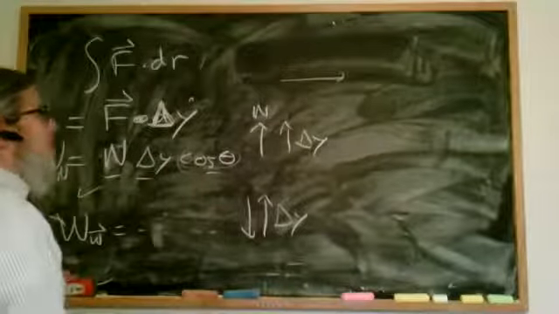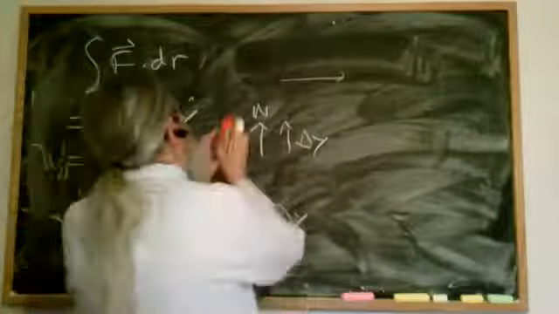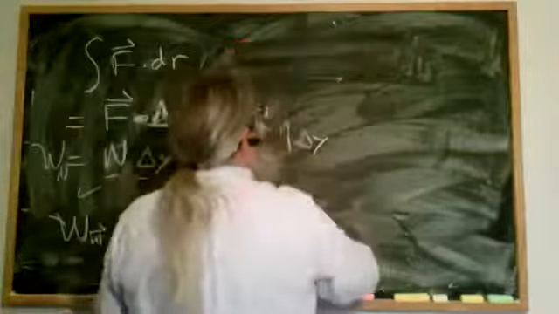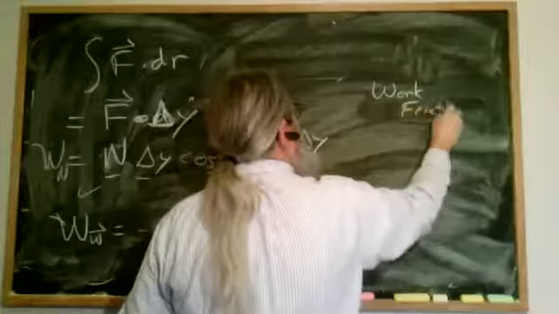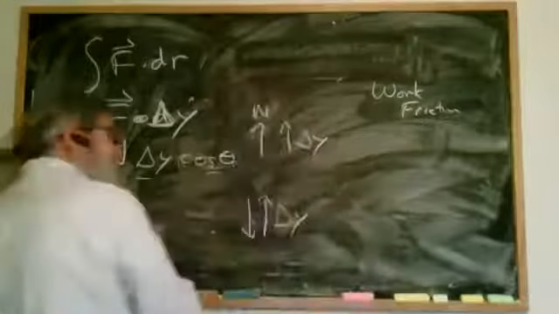Good. What about the same path, same story? The eraser goes from here to here. What about the work done by friction on the eraser? Positive or negative or zero?